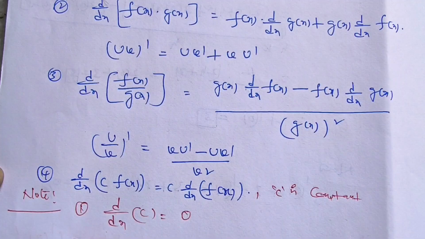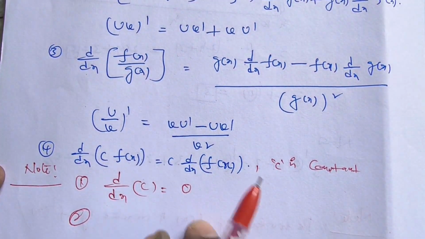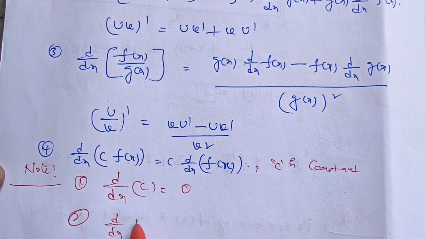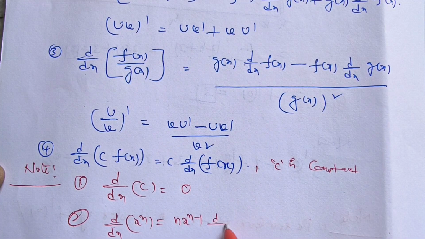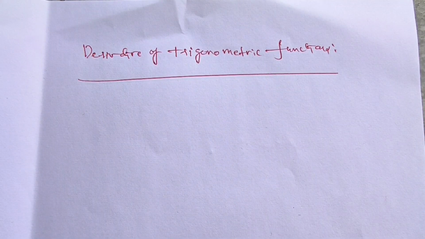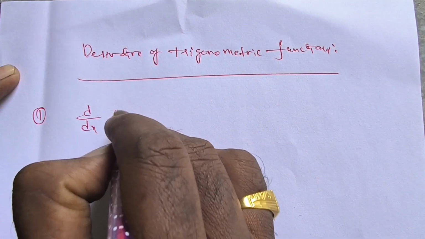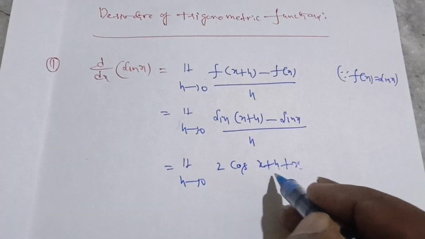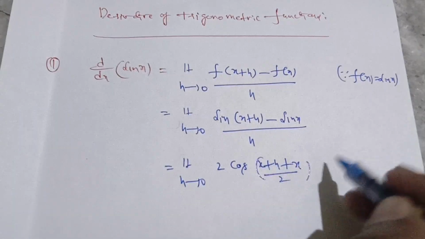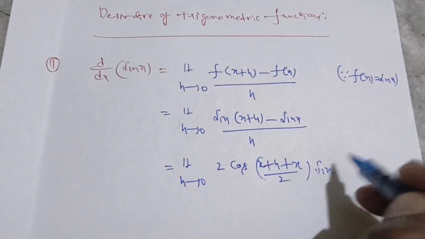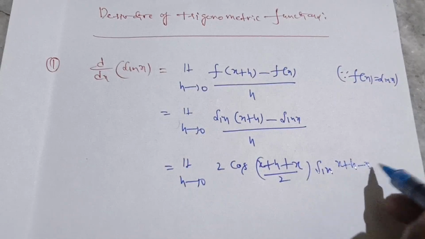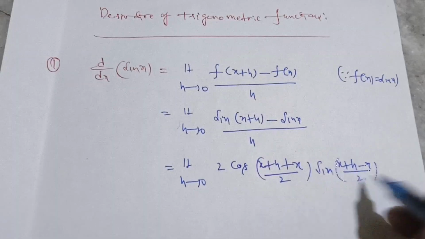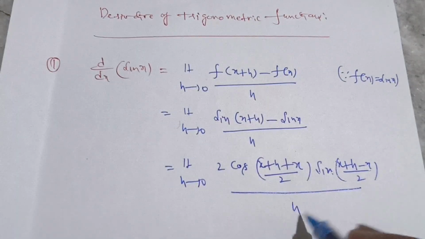Now another note: by using the standard formulas, the derivative of a constant value is always 0, and the derivative of x power n is equal to n into x power n minus 1 into d by dx of x. Now by using this we want to find the derivative of trigonometric functions. So the first one is the derivative of sin x. By using the first principle we solve this derivative of sin x by simplifying in this way.